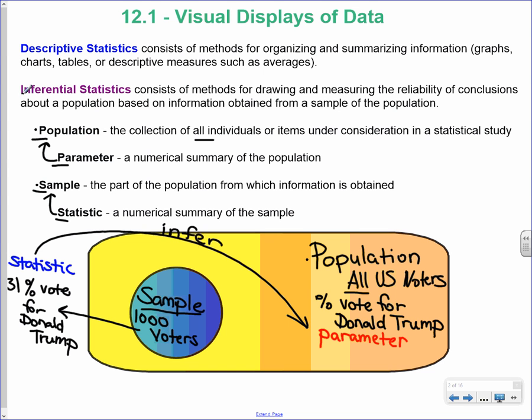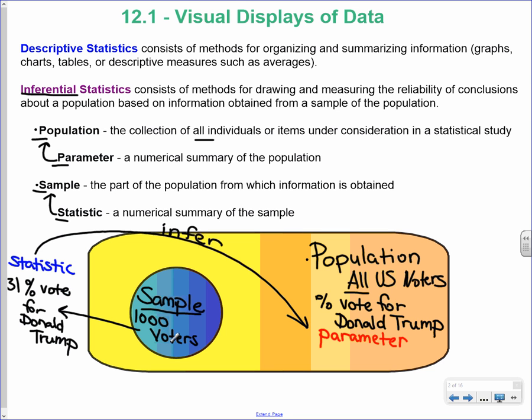Now, using inferential statistics, what the nightly news is going to say is they're not just going to say 31% of our sample said they're going to vote for Donald Trump. They're probably going to say 31% of all U.S. voters are going to vote for Donald Trump. And so when you hear those polls, you may have thought, well, I don't know how they know what all U.S. voters are going to do because I did not vote in this poll. So how do they know what all U.S. voters are going to do?